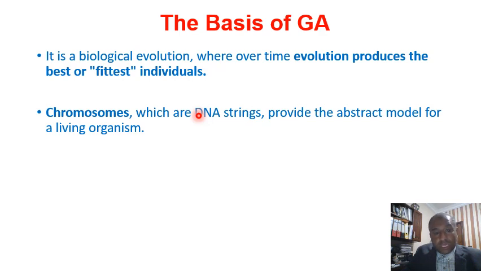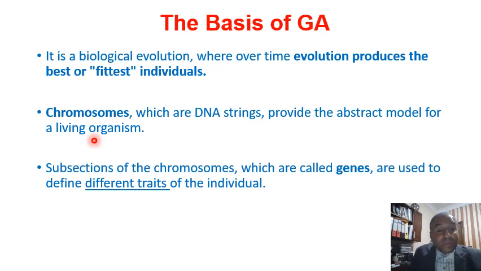A very important concept of genetic engineering is the chromosomes, which are part of DNA strings. These constitute a living organism. More important is that these chromosomes consist of genes. These genes represent different traits of the individuals. Traits means attributes or notions or characteristics of individuals. These bear some features about the solution of the problem.